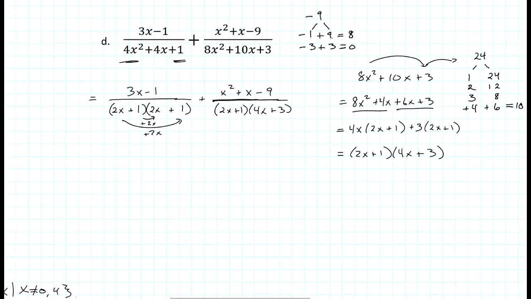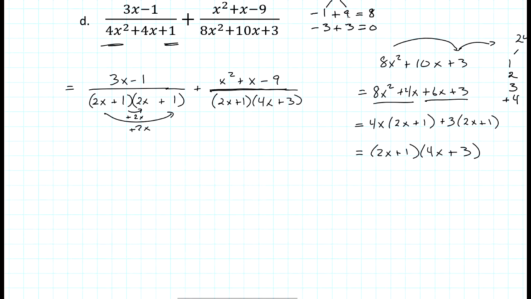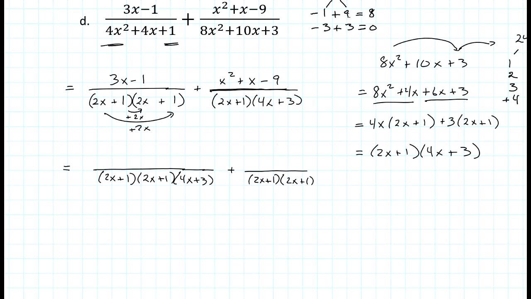Cool, so now I can focus on getting a common denominator. The common denominator we want, well, the 2x plus 1 shows up in both of them. In the first one, we've got another copy of 2x plus 1, so we'll put another one down there. Then we also need a 4x plus 3. So I'll write this again for the second one. We've got 2x plus 1 times 2x plus 1 times 4x plus 3.